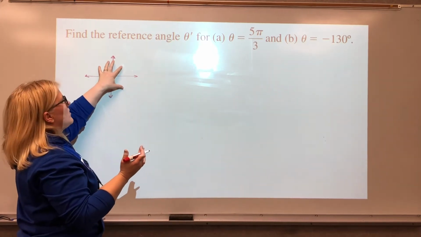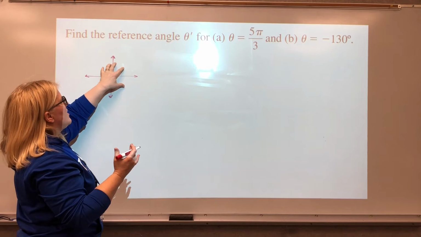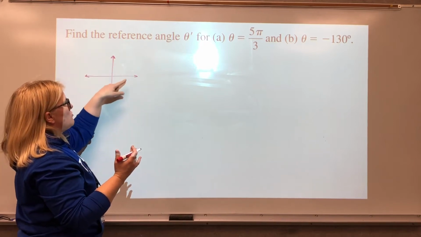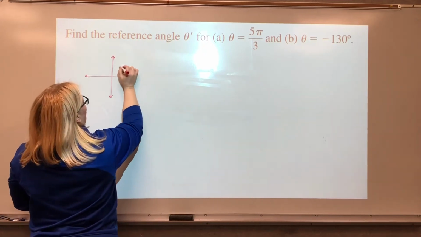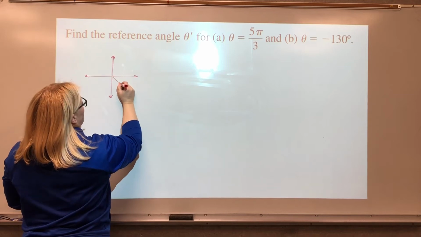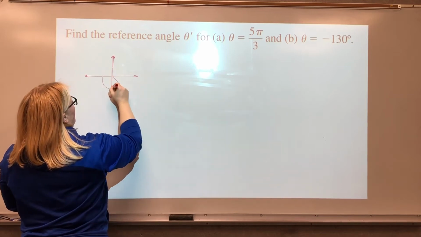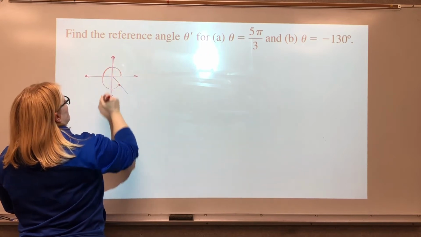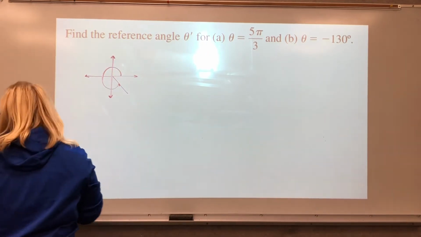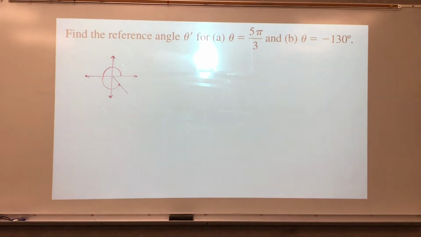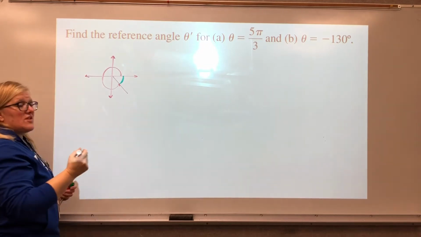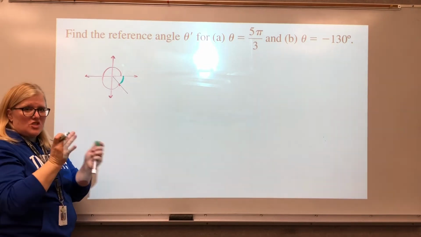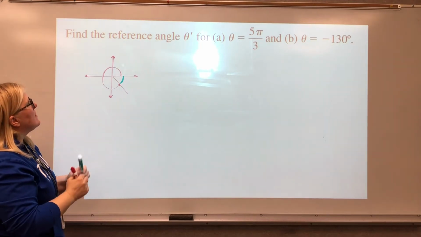When we're thinking about a third of the circle, since it goes around 2 pi, it's like a piece of pizza with 6 pieces. And if I do 1, 2, 3, 4, 5 pieces, here is my 5 pi over 3 angle. So I need to find the reference angle, which is right here. And again, it's always positive. It doesn't matter what direction it's going. It's just an angle.